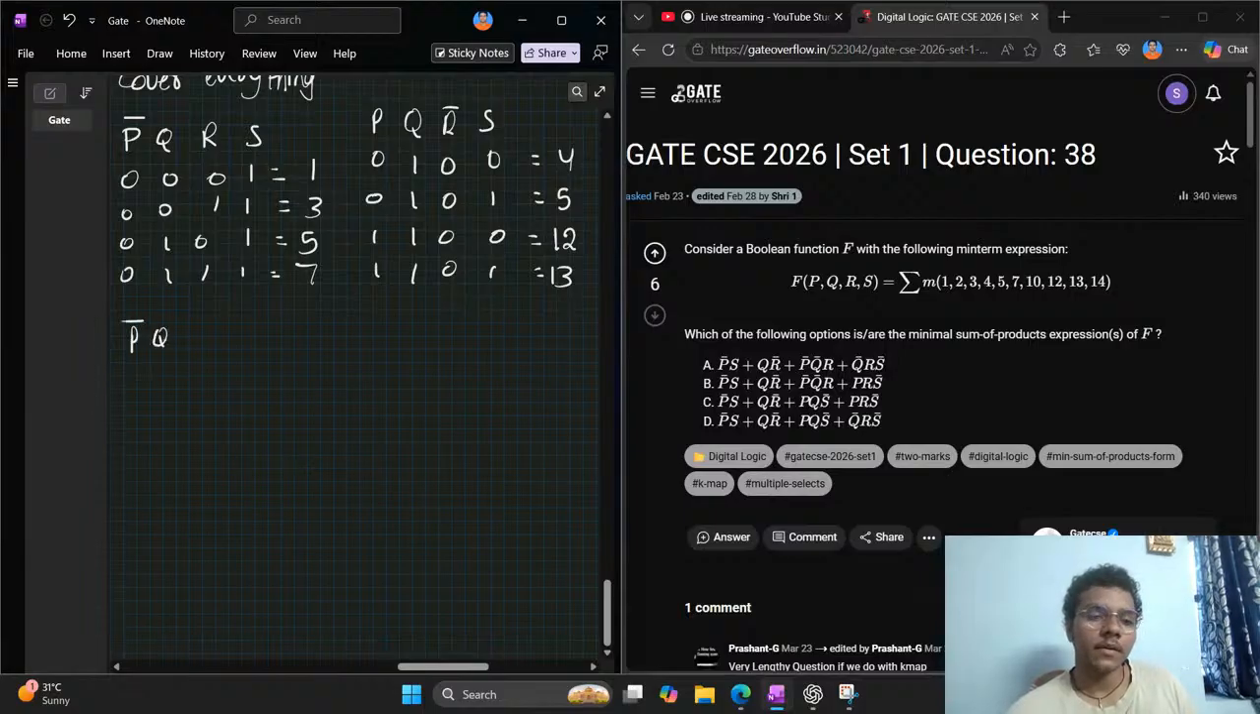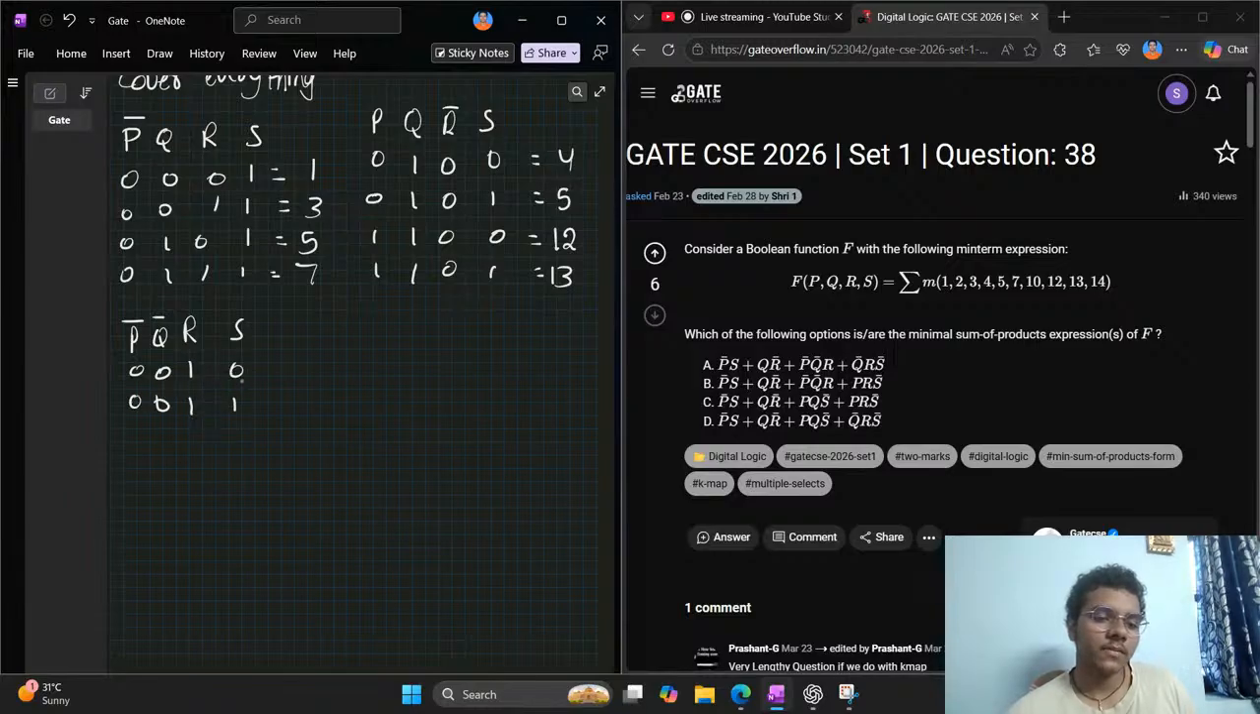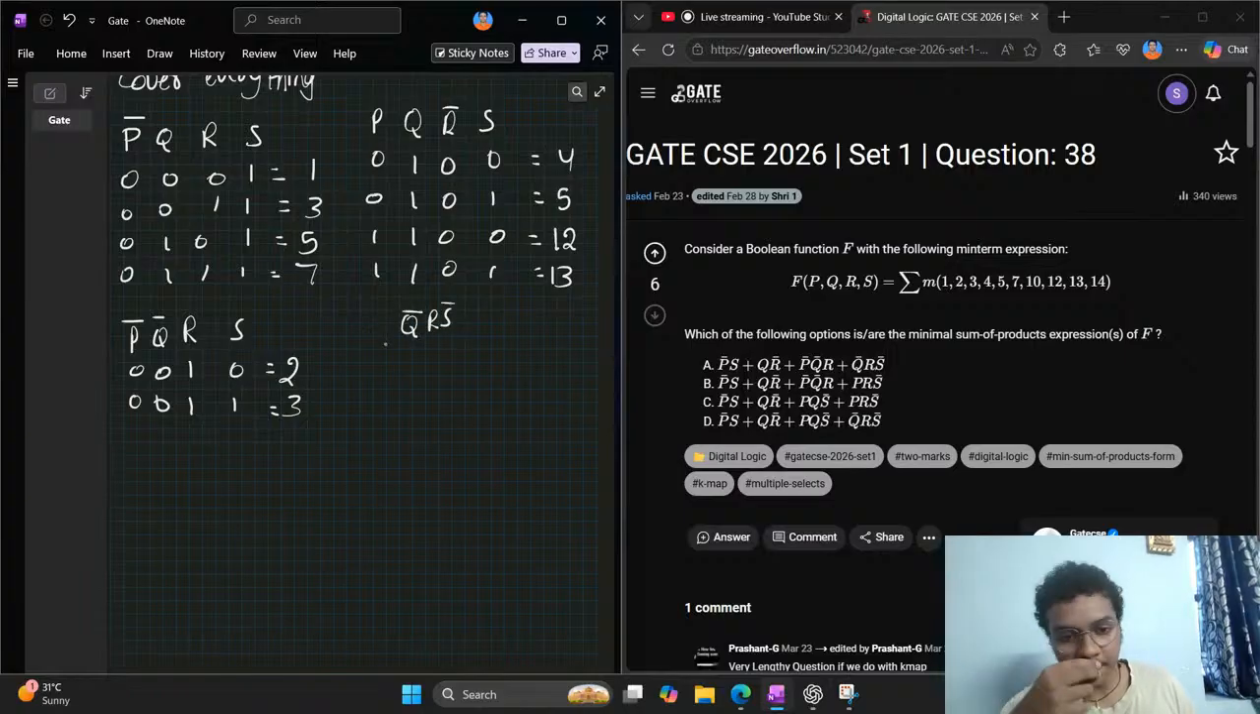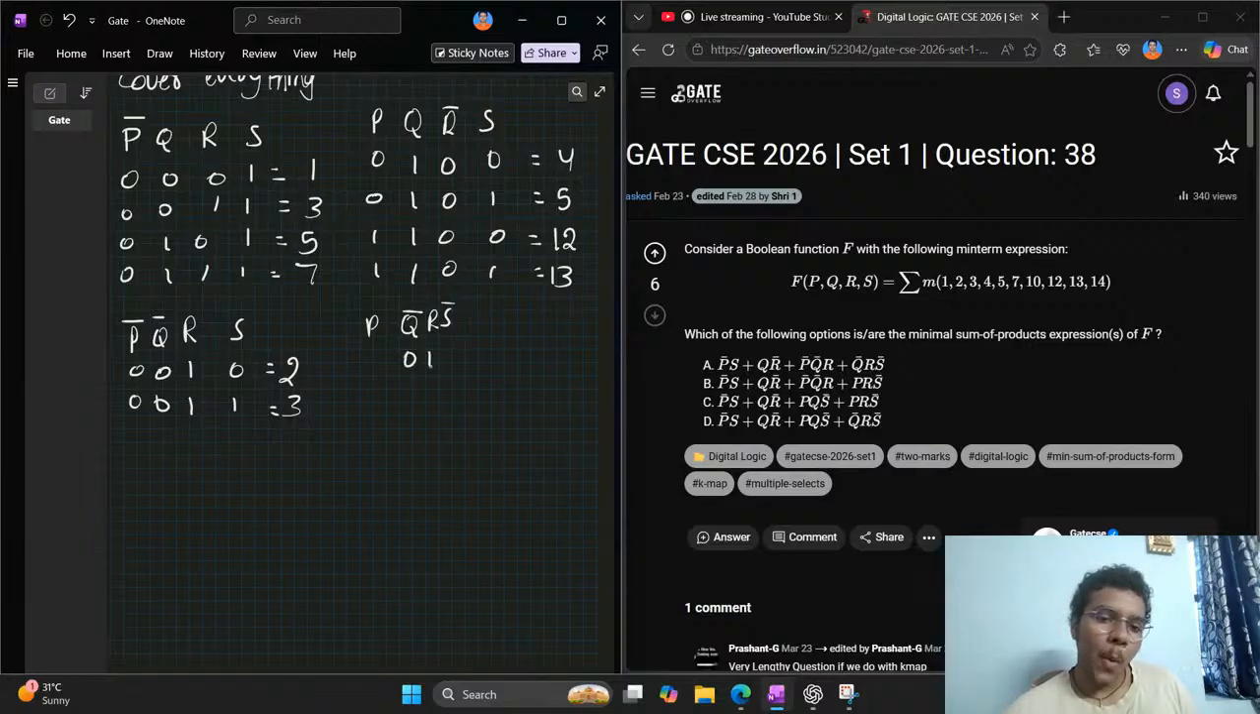Okay. P bar, Q bar, R. So 0, 0, 1, and it can either cover 0 or 1. So this can be either 2, and this can also be 3. And Q bar, R, S bar: 0, 1, 0, and it can be 0 or 1. So that is 2, that is 8 plus 2, that is 10, right?